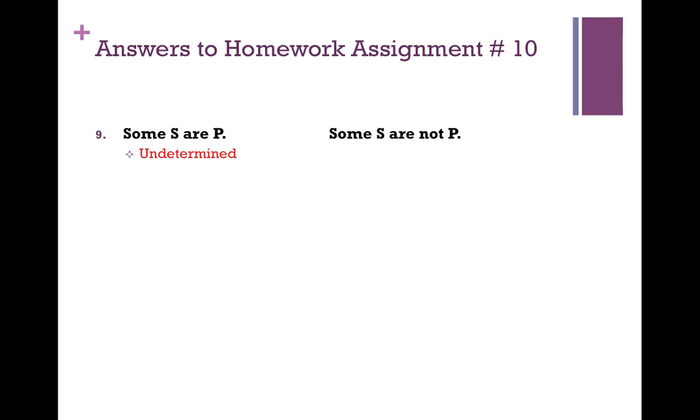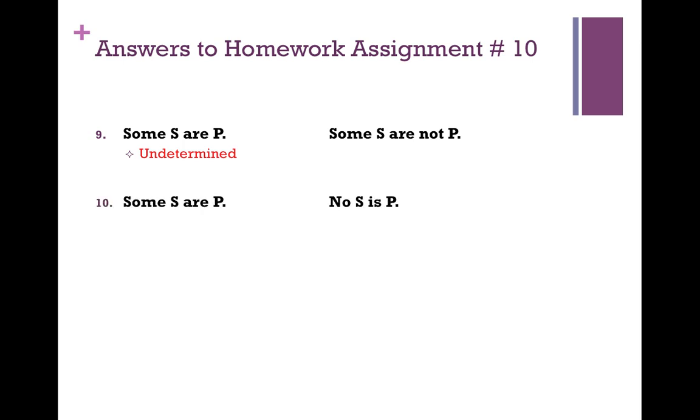However, and I pointed this out a long time ago, if one is false, if we had assumed that some S are P was false, then it would actually follow that some S are not P would be true. So while the truth of one of these propositions doesn't tell you what the truth of the other one is, the falsity of one of them does tell you the truth value of the other one.